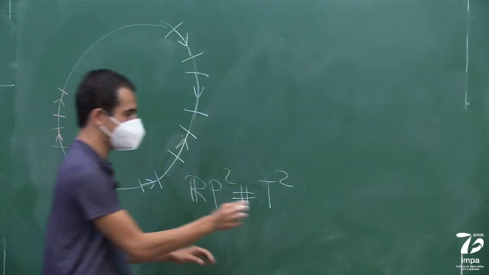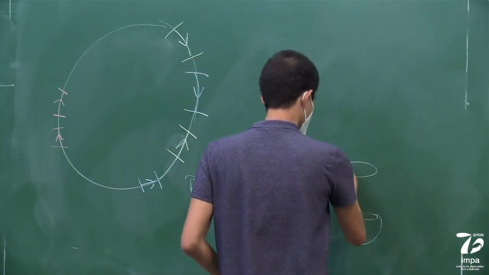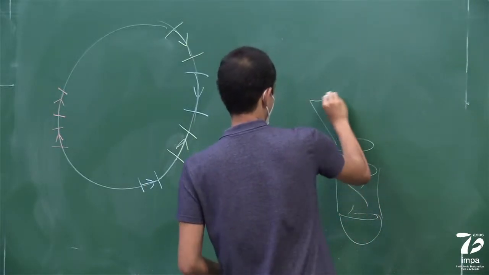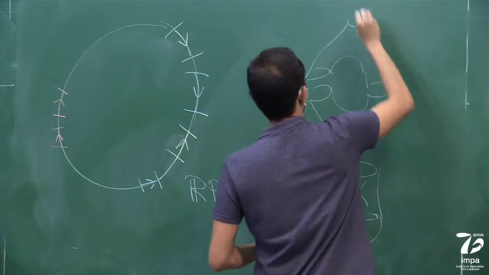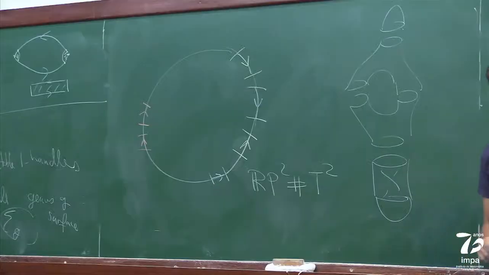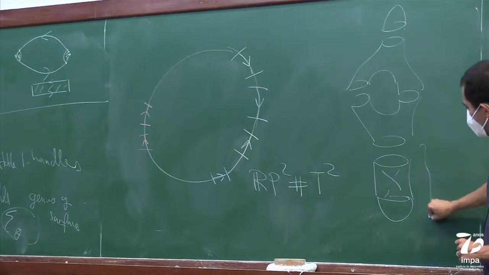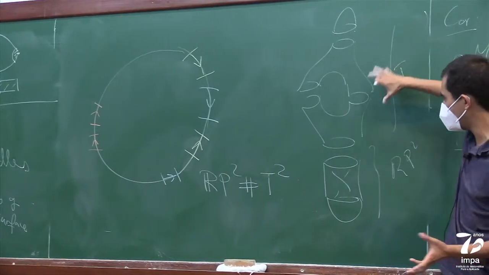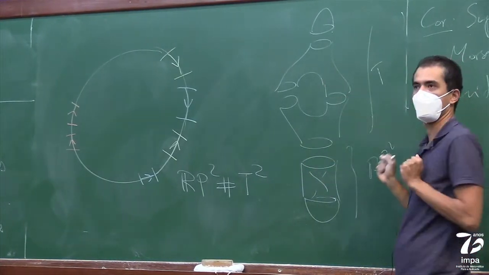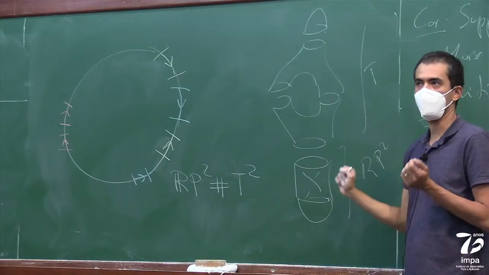Because I have my non-orientable handle, and then I have my thing that's like this, and then I close it up. So this is an RP2 connected sum with a torus. I take a torus and an RP2, I remove a disk, and I glue them. Okay, that's not so hard to see.